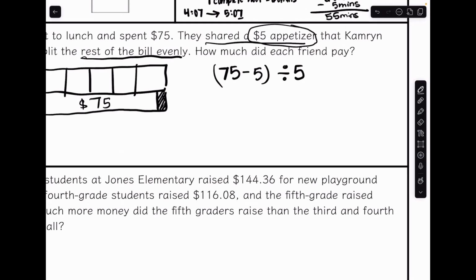75 minus 5 equals 70. And then we need to do 70 divided by 5 equals the amount. I want you guys to solve this part independently because you can either count by 5s until you get to 70, you could do long division, or you can do the dot method, whichever one you're comfortable with.